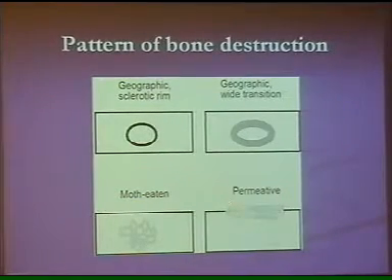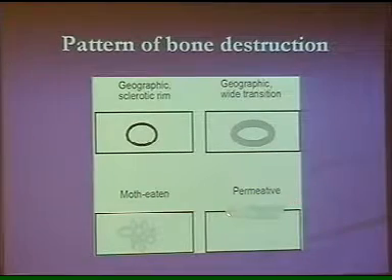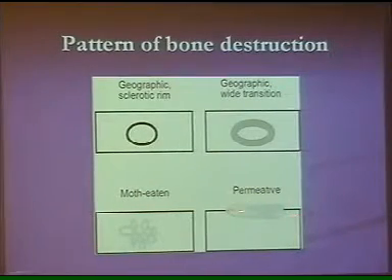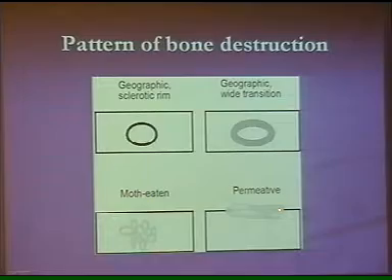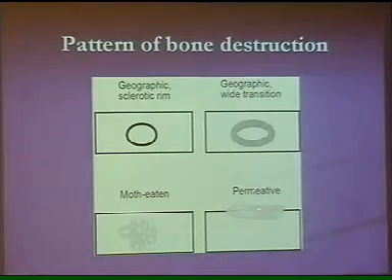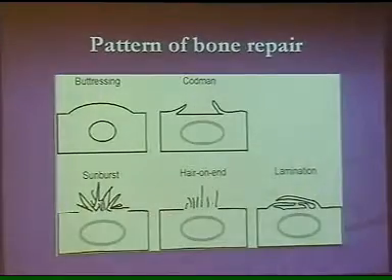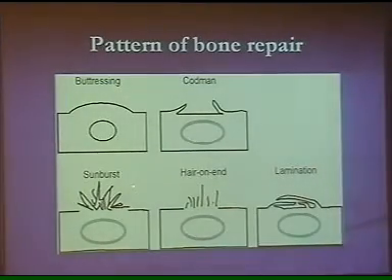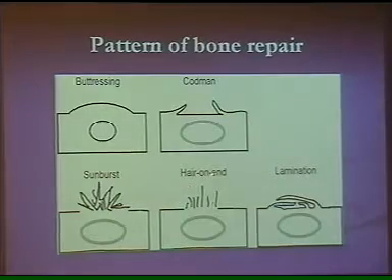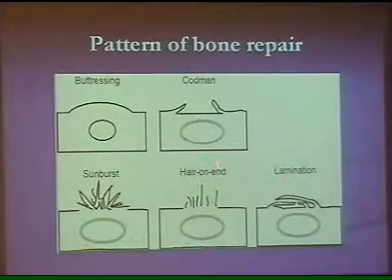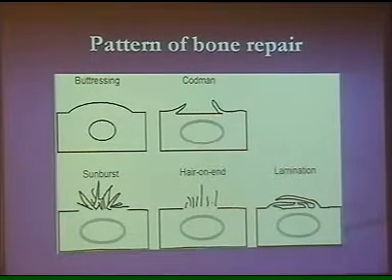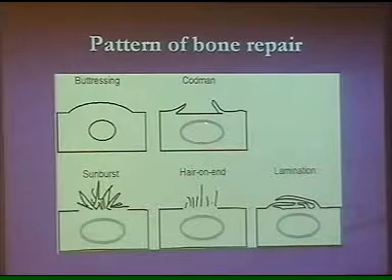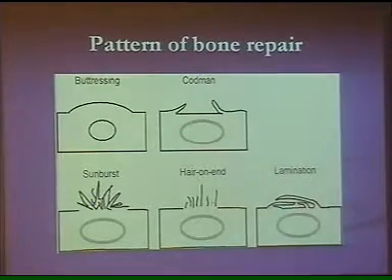Similarly, moth-eaten and permeative patterns are basically seen in some kinds of aggressive tumors like Ewing sarcoma or osteosarcoma. I'll show you, if they destroy the cortex and go outside, those are permeative lesions. Similarly, sometimes there is a bone reparative process going on. There are different presentations, like here, and later we'll see in cases of thalassemia. In certain cases like osteosarcoma and Ewing tumors, we can see the Codman triangles, and lamination in Ewing's tumor.